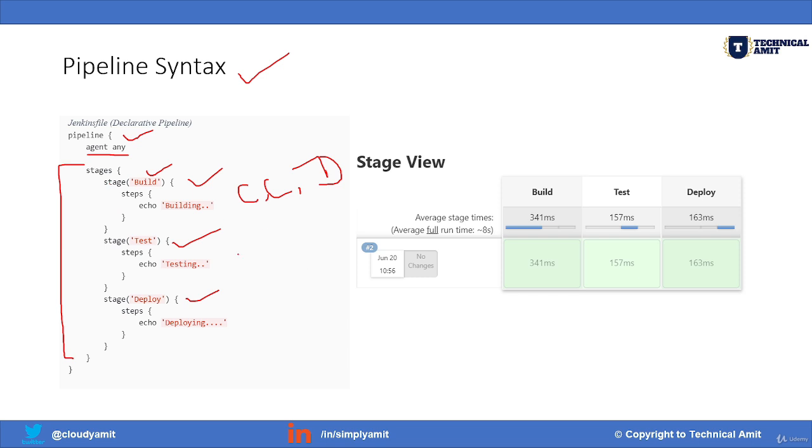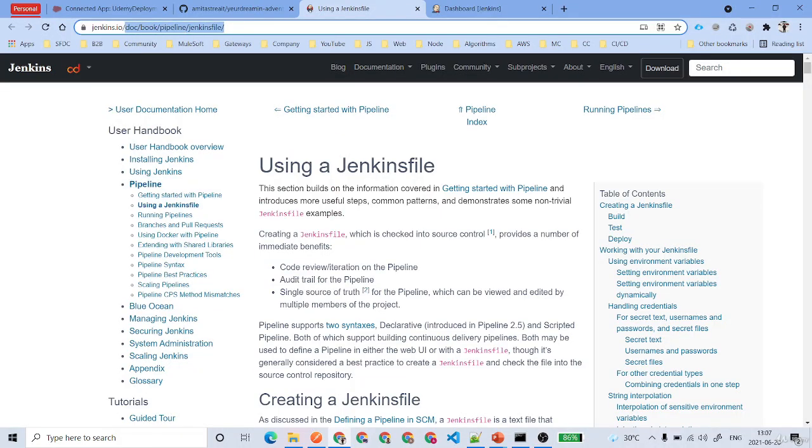So let's quickly see. First we'll talk about the Jenkinsfile, we'll talk about the pipeline stages, and then we will create those inside our Jenkins. Before we go ahead, please make sure you have started your Jenkins and you are already logged in to your Jenkins dashboard. This is a URL where we can get all the information about Jenkinsfiles.